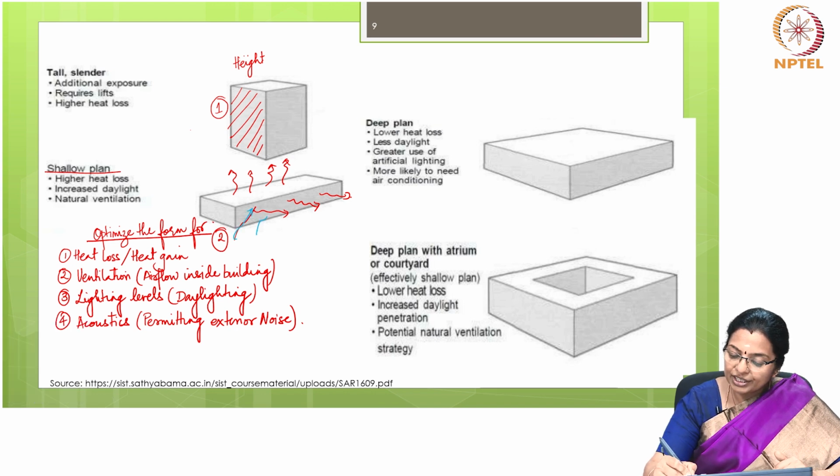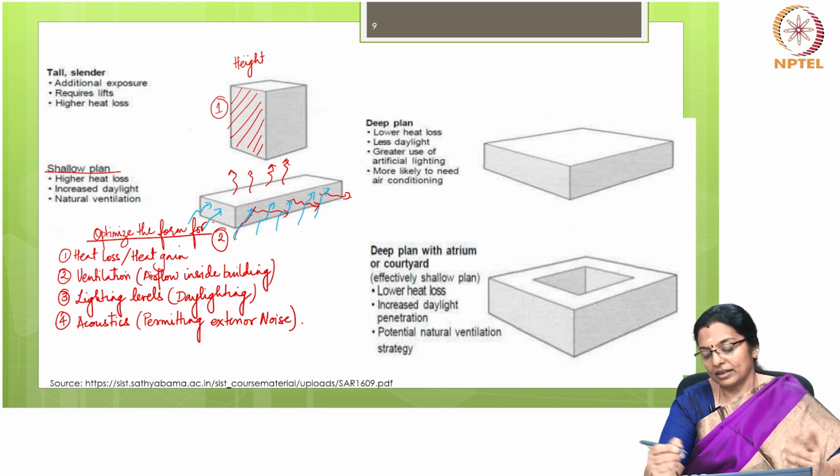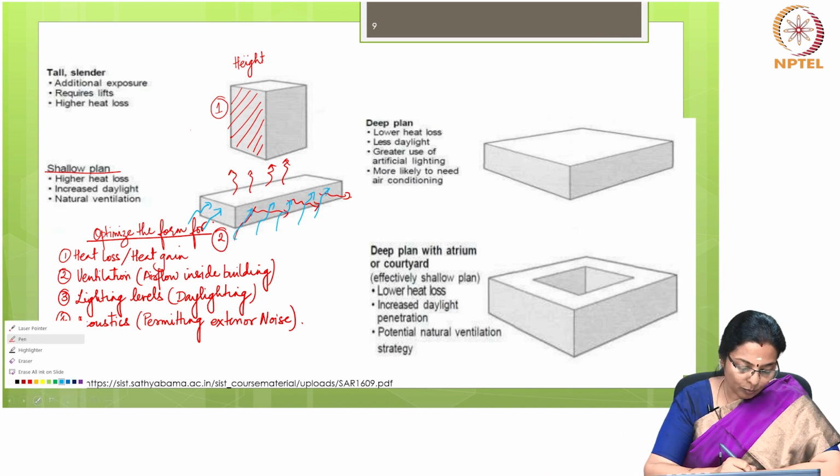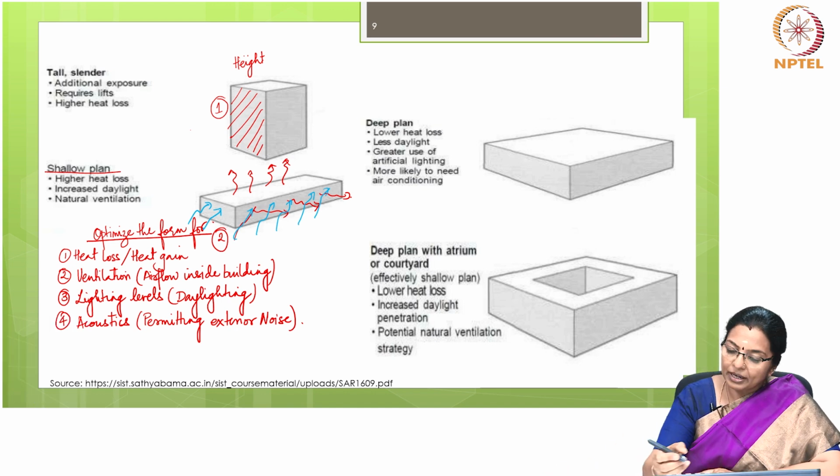So ventilation gain may also happen, which is something you have to decide whether in that particular climate it is needed or not. Then we move on to another plan form, which is deep plan.